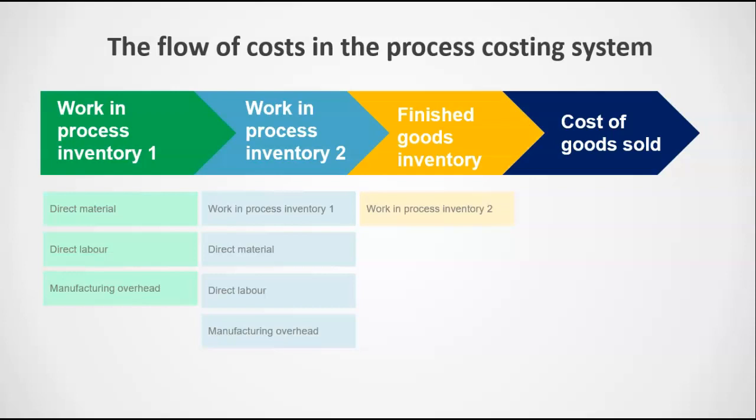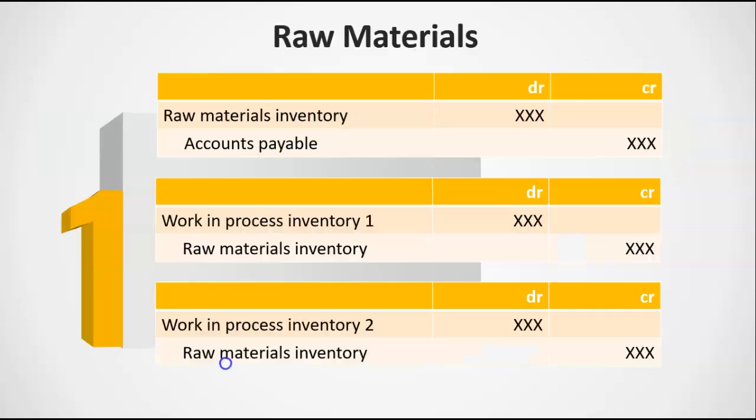Once the process is complete in work in process inventory 2, or we should say department 2, we then move the information into finished goods inventory. So under finished goods inventory, the information is concerned with work in process inventory 2. And once we want to sell the product, the cost information will go into cost of goods sold.